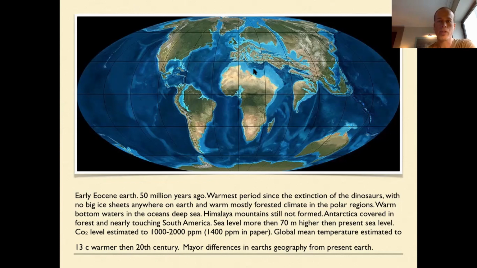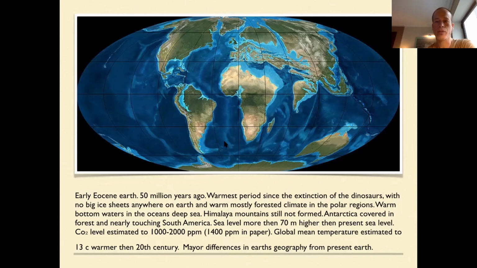There was a sea between Europe and Africa. There was also a free ocean between South America and North America. So Pacific and Atlantic were connected. That is, they had basically the same salinity at this time. Antarctica and South America were touching, or nearly touching. There was a narrow strait.